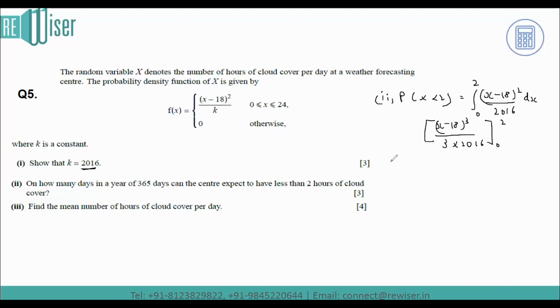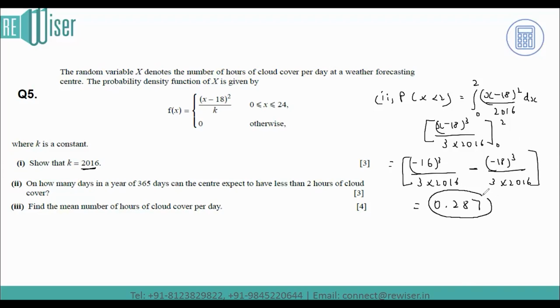If I first place the upper limit here, that gives me (minus 16) whole cube by 3 into 2016, and then a minus sign when I place the lower limit here, that gives me (minus 18) whole cube by 3 into 2016. If I solve this out, the probability value that I got is 0.287. So that's the probability value.